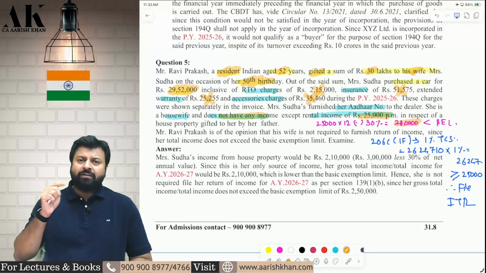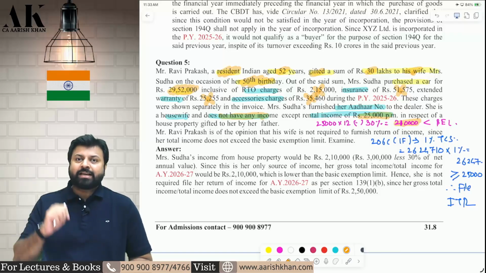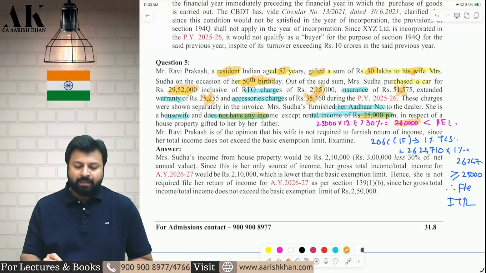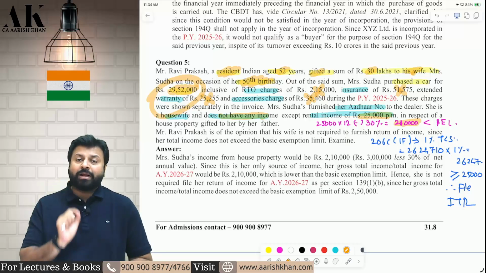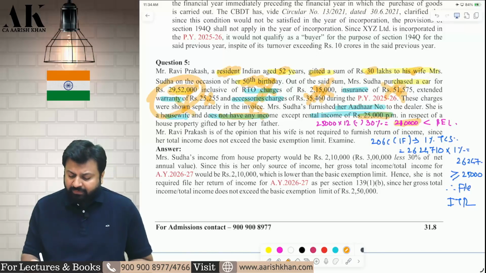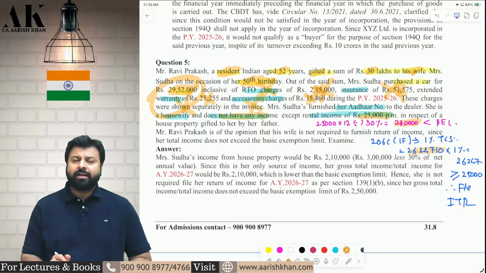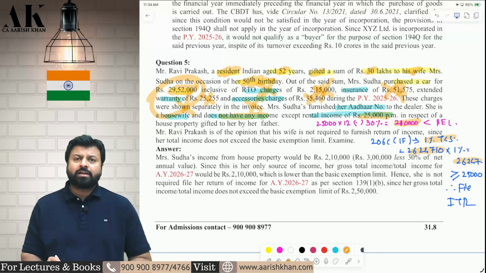The question is, is the wife liable to file the return? The answer is yes. Why, sir? Because the wife's TCS is collected by the car dealer. How, sir? Wife has purchased a car of 29,52,000. So 206C(1F) will be applicable if you purchase a motor car of more than 10 lakh rupees ex-showroom price. Ex-showroom price will not include RTO, insurance, accessory and warranty. Therefore, after reducing all these things, ex-showroom price is coming to 26,24,710. Therefore, on that, the dealer would have collected 1% TCS, which is around 26,247.